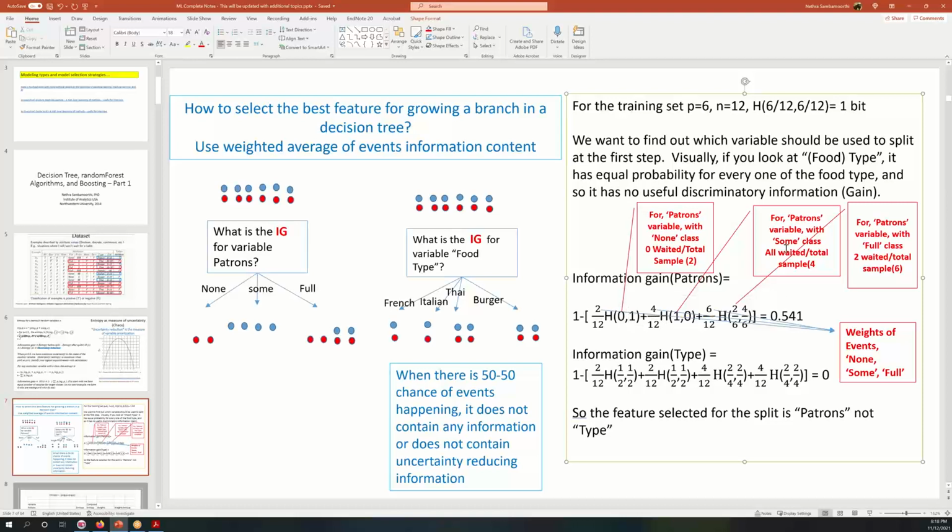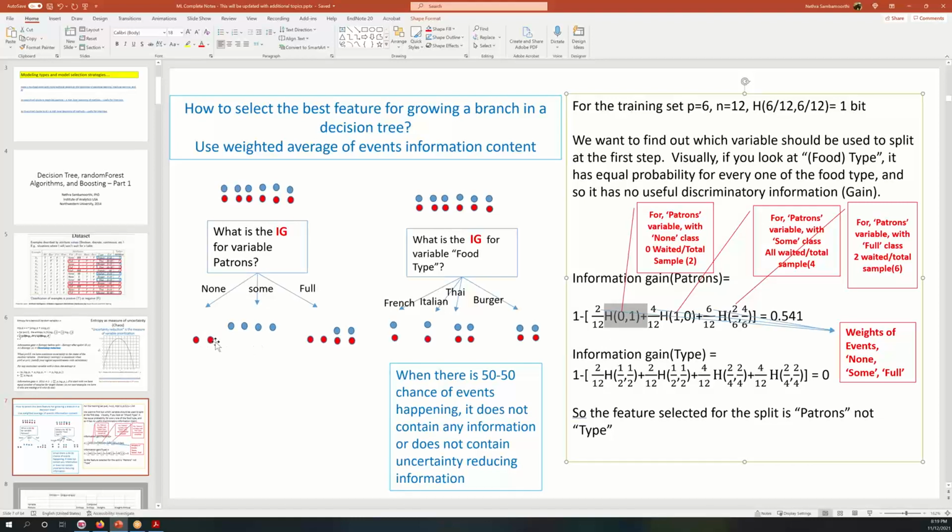On the other hand, for patterns with the some class, all weighted. So out of 12, the probability is 4 over 12. The weight of this sample, each of the cases is 2 over 12, 4 over 12, 6 over 12. Now, we have to evaluate these values also, right? What is the probability? P is 0 here. Here, P is 6 over 12. This is P is 0, but nobody is waiting here.